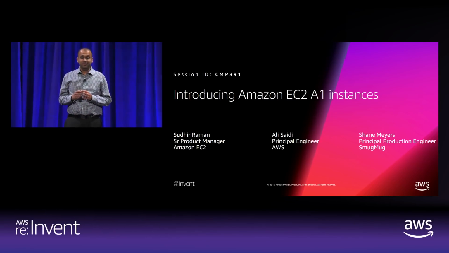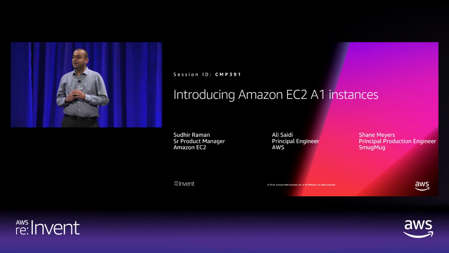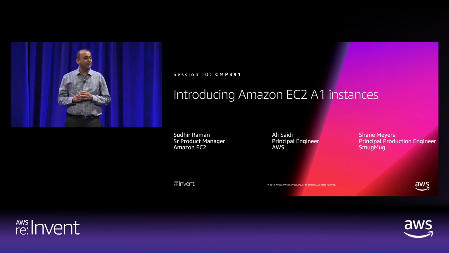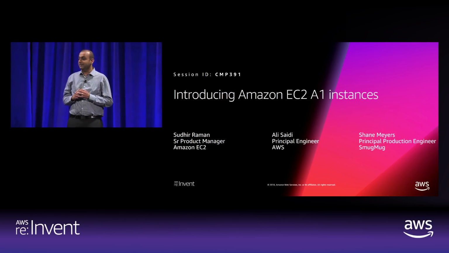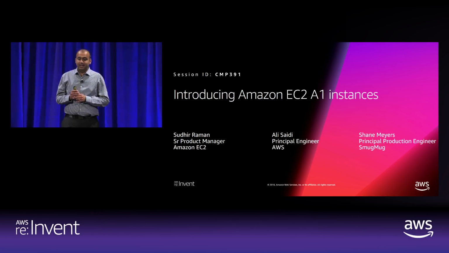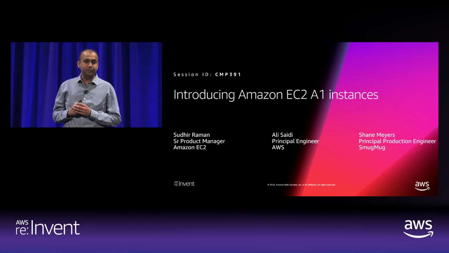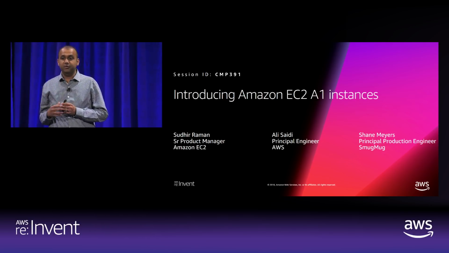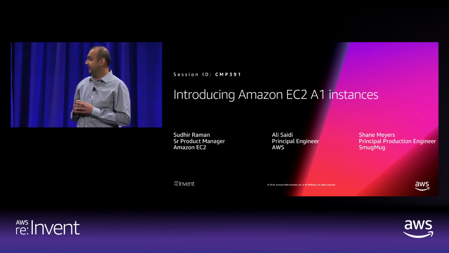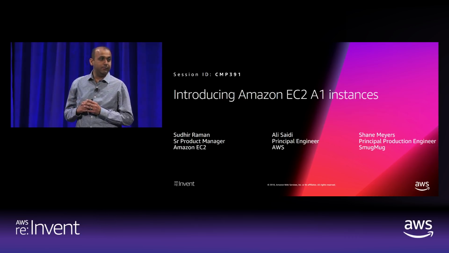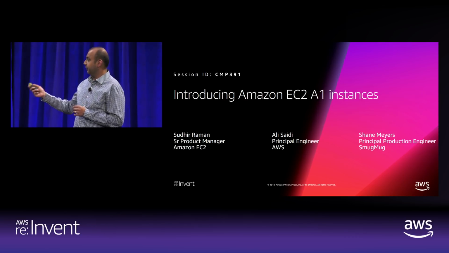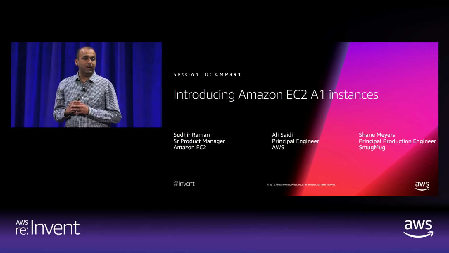Welcome to session CMP391. This is the Amazon EC2 A1 instance, the all-new instance that we just announced. And I'm Sudhir Raman. I'm a product manager in Amazon EC2. Co-presenting with me today are Ali Saidi, principal engineer at AWS, as well as Shane Myers, principal production engineer at SmugMug.